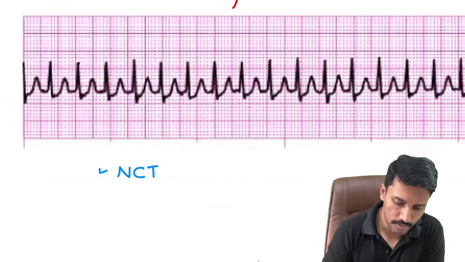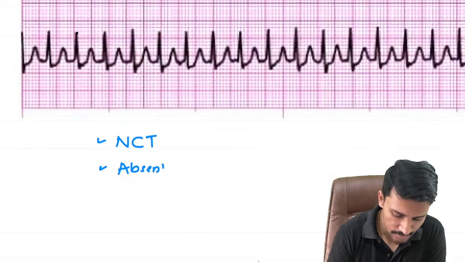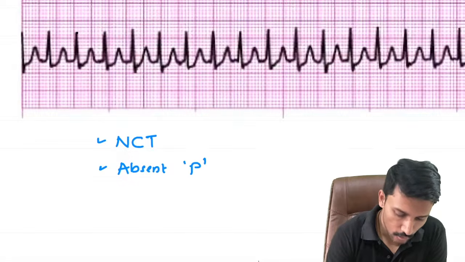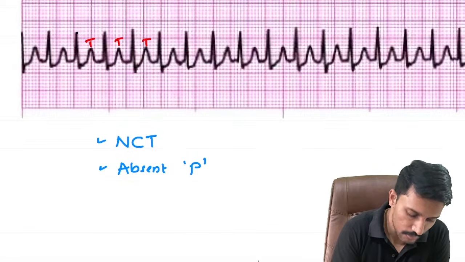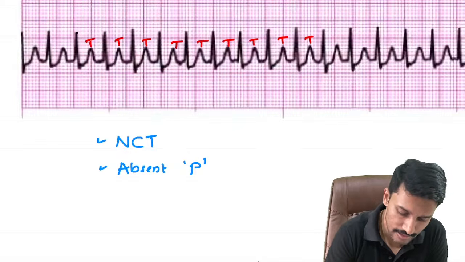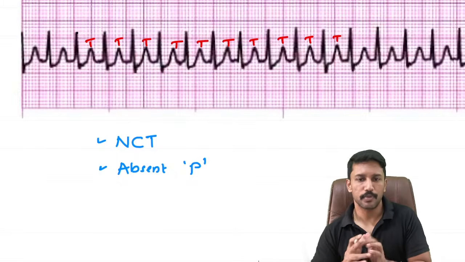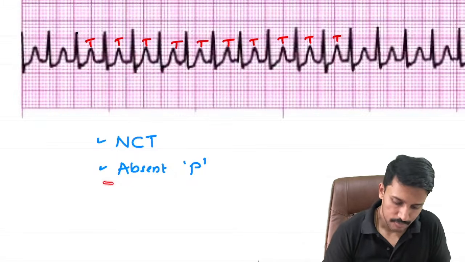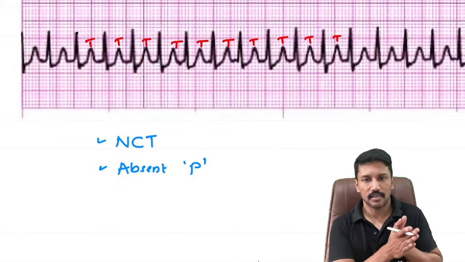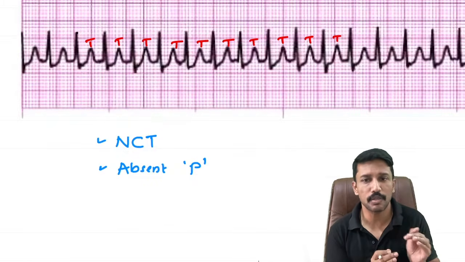So then what should I count it as? I will count it as absent P waves. These are all labeled as T waves, and there is no other upright wave apart from the QRS and the so-called T waves. So that's why I will count it as absent P waves. Once the P wave is absent, can it be sinus tachycardia? No. Can it be atrial tachycardia? No. In those two conditions, P waves will be present.